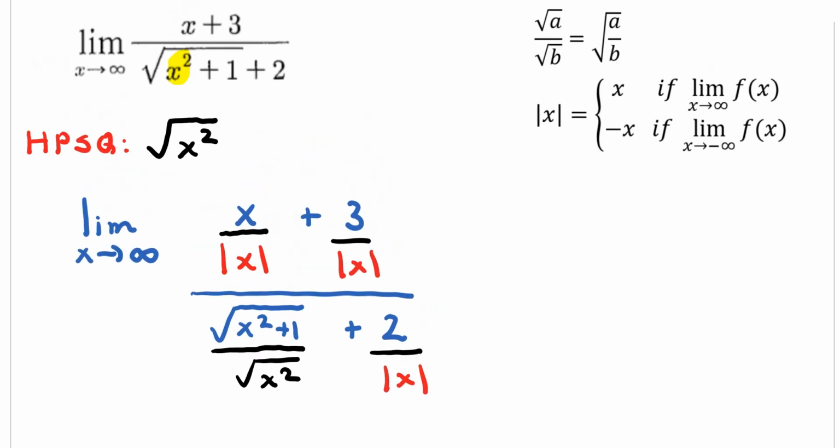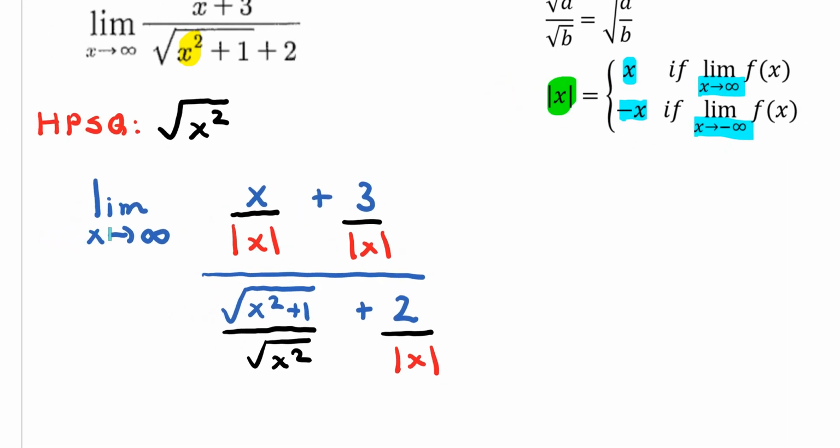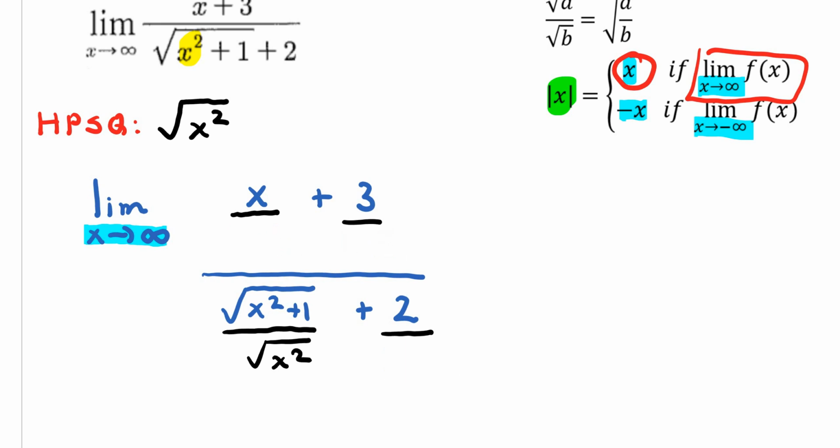Okay, and then if I take a look at the absolute value of x over here on the right hand side, we know that the absolute value is either going to be x or negative x, and it depends on if we're going to positive infinity or negative infinity. Well, in this question, we're going to positive infinity, right? So what that means is we're going to replace all the absolute values of x with just a single x, because we're going to positive infinity. So I'm going to erase that, that, and that, and I will just write a single x here, a single x there, and a single x there. So that's looking pretty good.